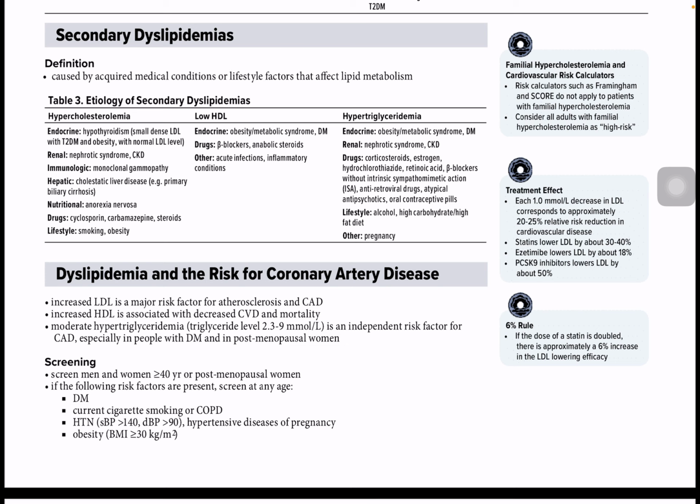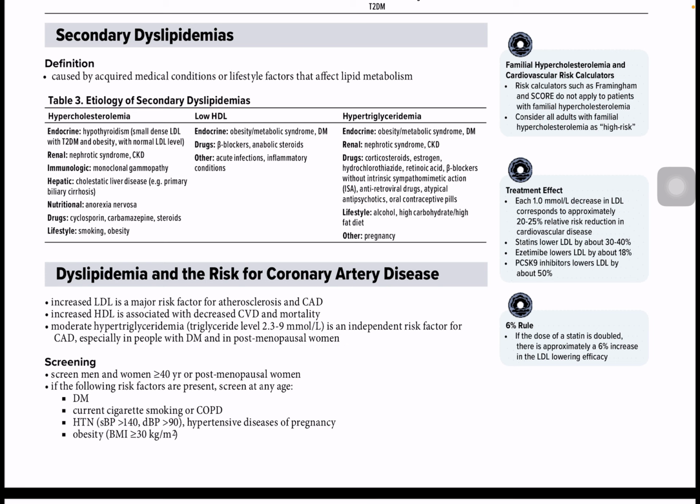Okay, and the name of the drugs is most important. Like you see, hypertriglyceridemia has these unique ones: thiazide, retinoic acid, beta blocker. These are unique for hypertriglyceridemia. Likewise, hypercholesterolemia has cyclosporin, carbamazepine, and steroid. And then low HDL has beta blocker and anabolic steroid. So that's how you remember it.